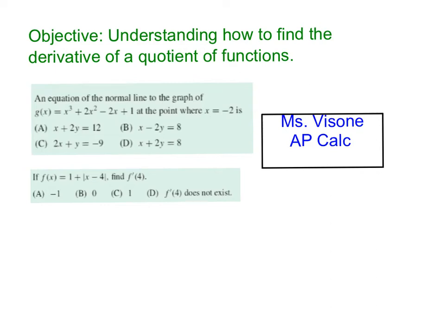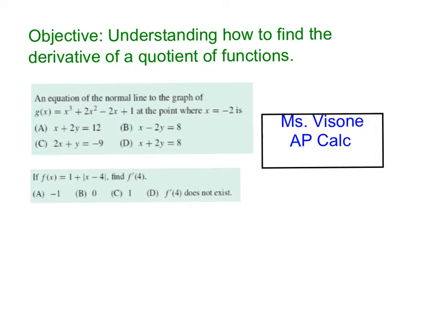Hey everyone, so this lesson is the quotient rule. Earlier, our previous lesson was all about the product rule, what happens if functions are multiplying. Today it's all about what happens if we have functions that are being divided. So pause the video and do the Do Now.